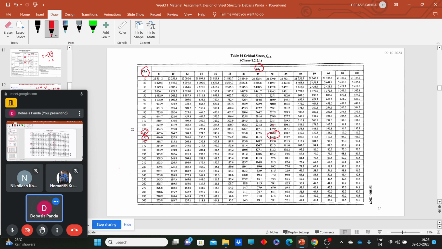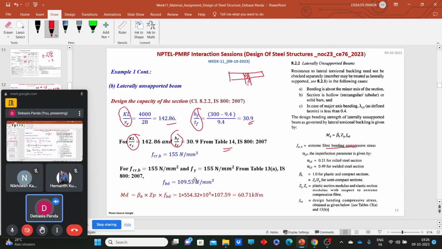Or else, during design, we will directly consider the nearest value. Like 142 is there, we can consider either the higher value or the lower value. We generally consider the lower value, 144.8, because in design we always underestimate the value of material strength. By this way we can calculate the value of fcrb. So what is the fcrb value after the linear interpolation?